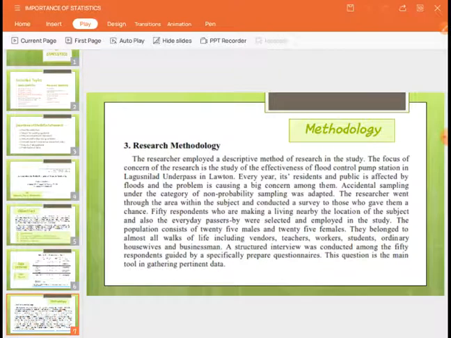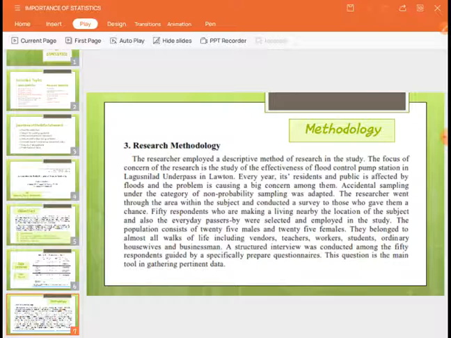Next is the methodology. Ito yung pinaka-importante na kung saan nag-apply tayo ng statistics. So sabi dyan, the researcher employed a descriptive method of research. So sinabi niya na what kind of research? Descriptive. Okay, descriptive method or descriptive research. The focus of concern of the research is to study the effectiveness of flood control pump station in Lagos Nidad or Laguna Maynilad, okay, underpass in Loton.